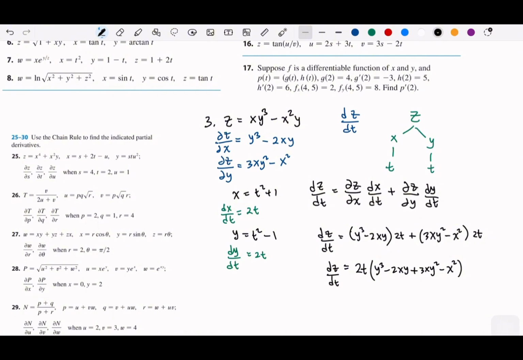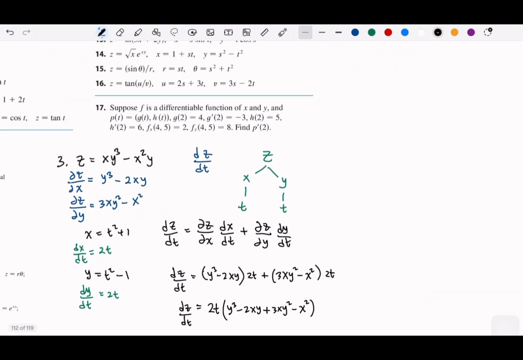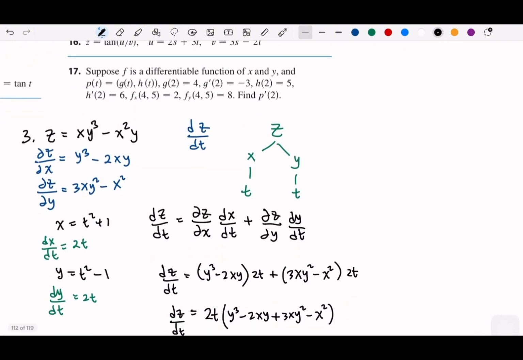Okay, maybe another part of the question that is, I think, quite typical is number 17, this one. I mean, this is interesting. So you have a function p, which basically branches into g and h, and both g and h are single variable functions with variable t. Okay, let's say we take this number 17 here. And basically, we have everything given.